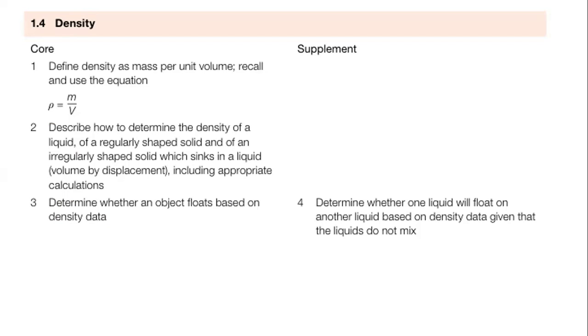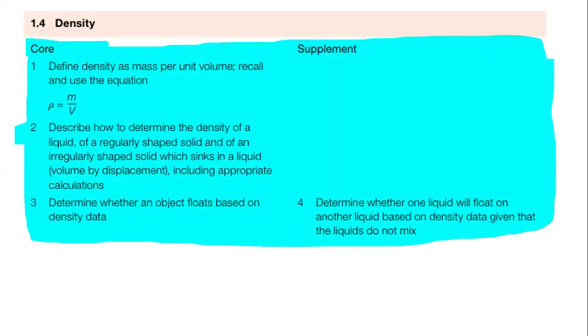Number two, describe how to determine the density of a liquid, of a regularly shaped solid, and of an irregularly shaped solid which sinks in a liquid, volume by displacement, including appropriate calculations. Number three, determine whether an object floats based on density data. Supplement. Number four, determine whether one liquid will float on another liquid based on density data, given that the liquids do not mix. So this is the part we are going to talk about today.